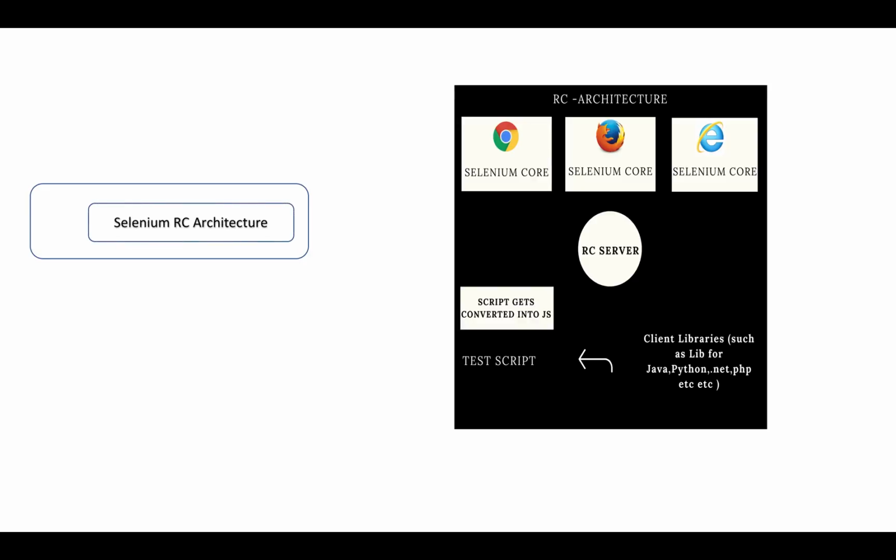And suppose you are asked to explain the architecture of RC, then this is the picture you can refer to. You have client libraries, for example in Java, Python, .NET, PHP, etc. Using them you can develop your test script. That test script gets converted to JavaScript, and that JavaScript hits the RC server, the remote control server, and through the server your nodes are registered. You can execute your automation script in any of the browsers or all of the browsers depending on your requirement.